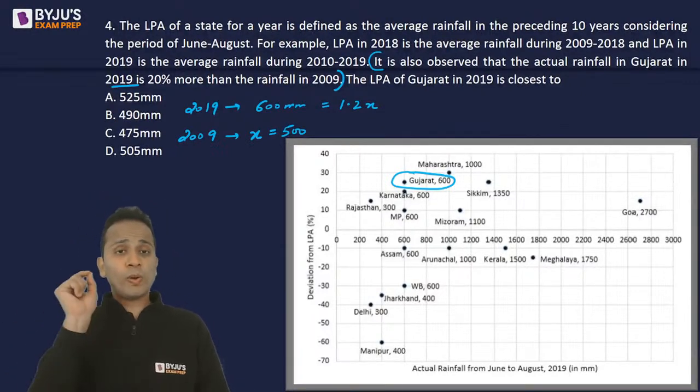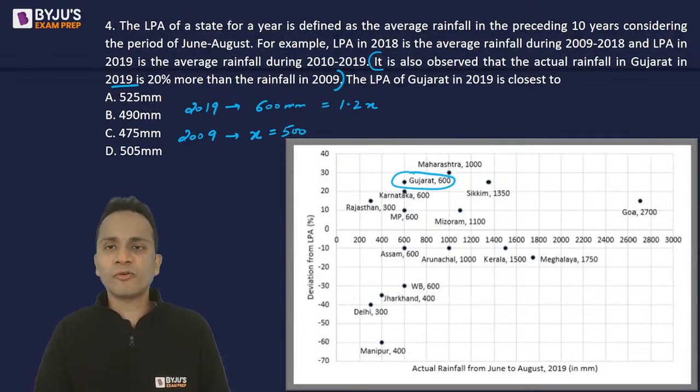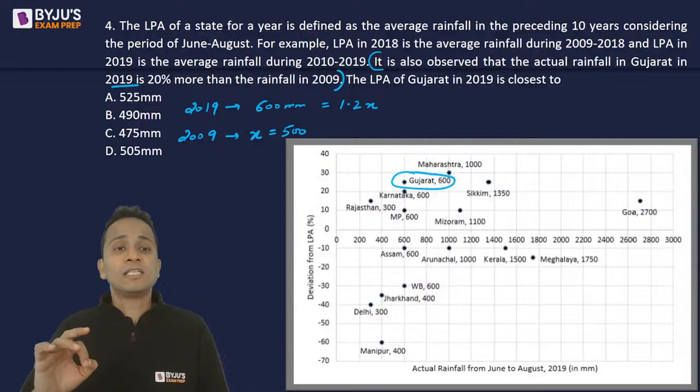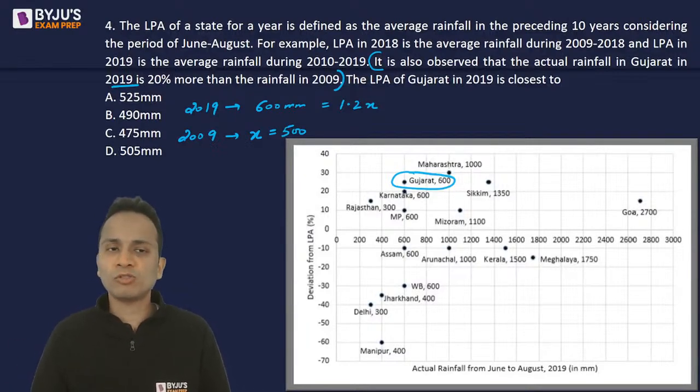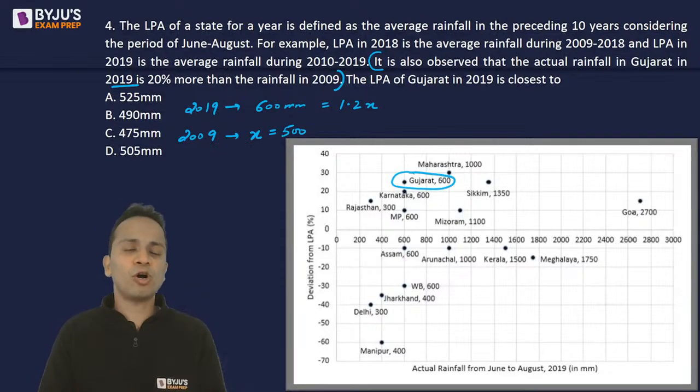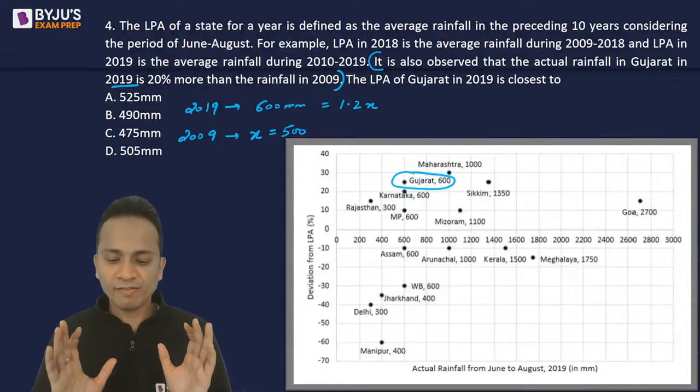Okay. So for 2019, the rainfall given in the graph is 600, and it is given that the rainfall of 2019 is 20% more than the rainfall of 2009. From there, I have got the rainfall of 2009 as 500.